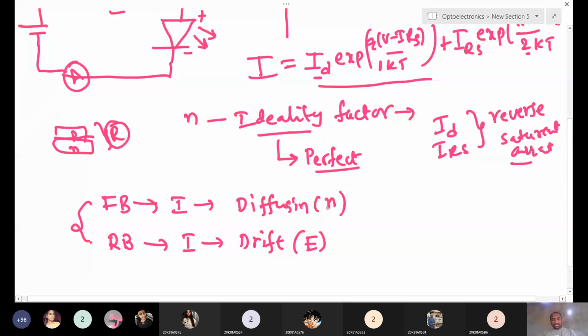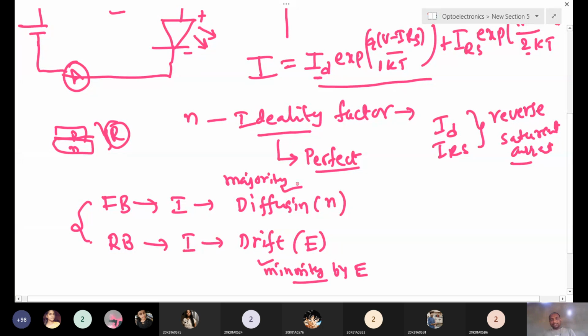Here charges are less. Only minority carriers will flow in reverse bias, by the internal electric field. Here the majority carriers will flow. Because of the carrier concentration, the higher density of charge carriers, we get the diffusion current, and here the drift current.